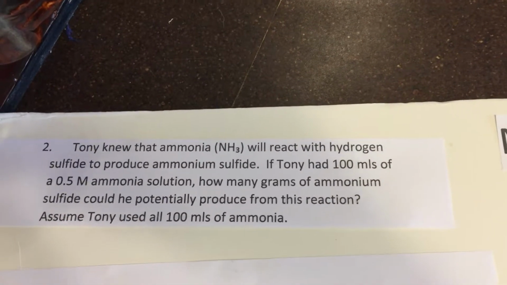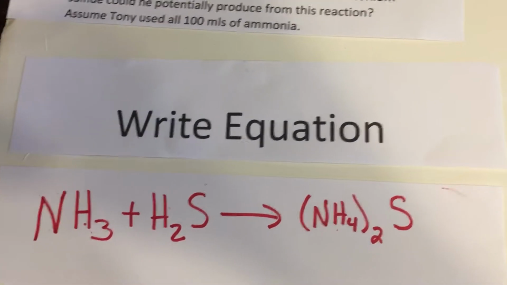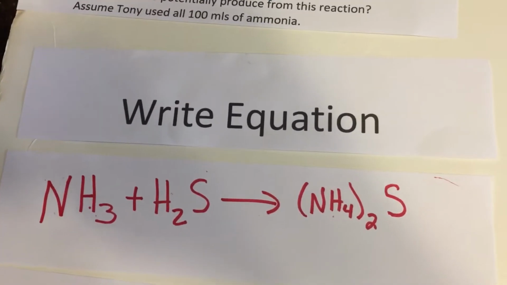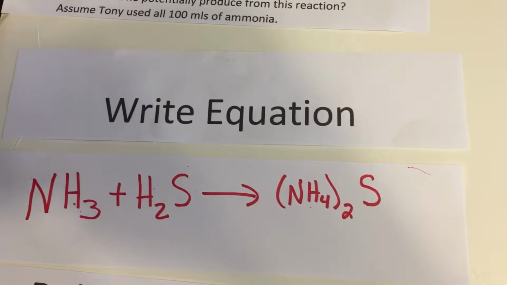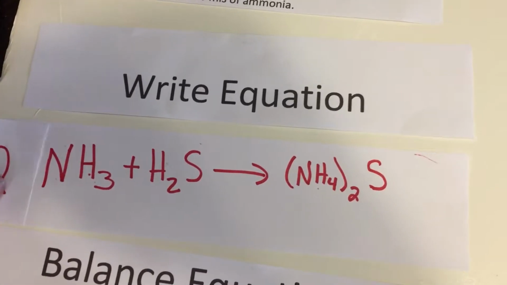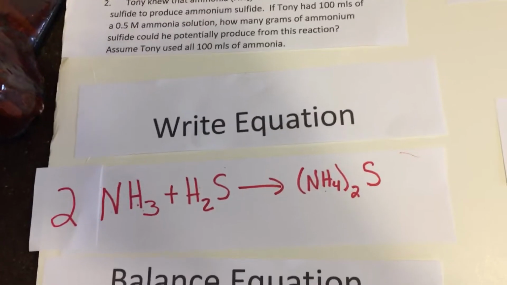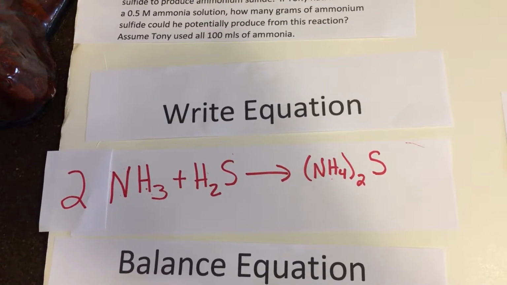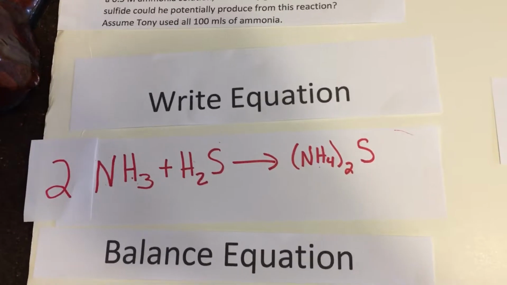Okay, we're going to do the same thing we did for the last one. First thing we do is we write the equation. So it's ammonia plus hydrogen sulfide yields ammonium sulfide. And then we're going to balance it. And just to save time on the video, this is the balanced form. You can practice that on your own if you want, but it's 2NH3 plus H2S yields (NH4)2S.